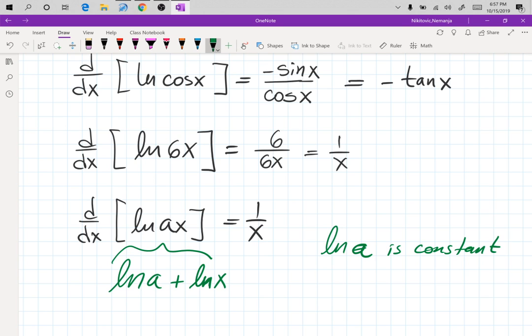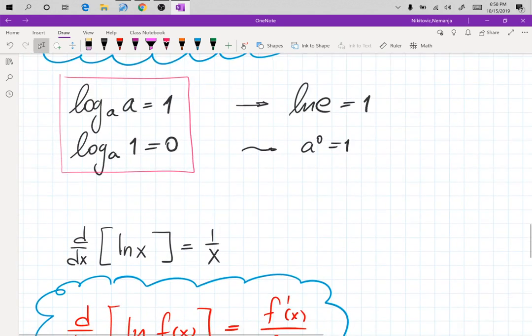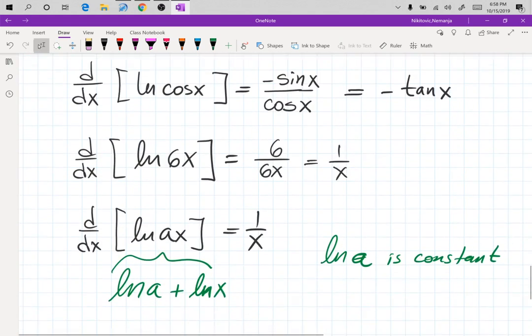So those formulas, right? It's a number 1 up there, when your 6 was x and x was y. You get ln a plus ln x. The derivative of ln a is 1. So you can do it that way as well. Wow, these logs are useful, huh?